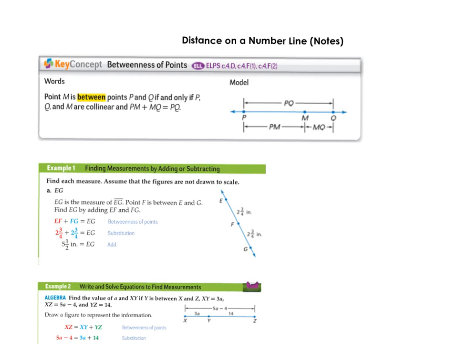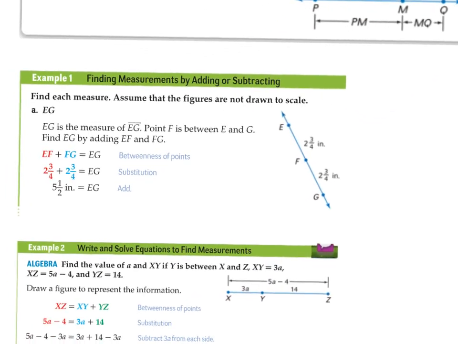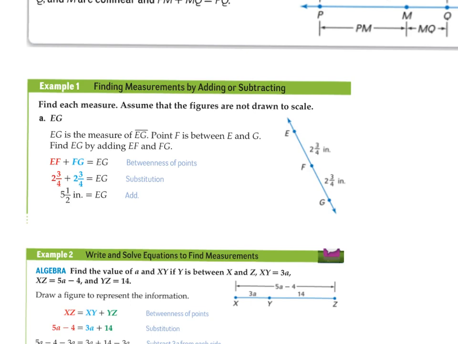And folks, I know some of you are thinking, this is addition. You've been doing this since elementary school. Good news, you're right. So, how you might see it in problem form. Example 1. Find each measure. Assume the figures are not drawn to scale.